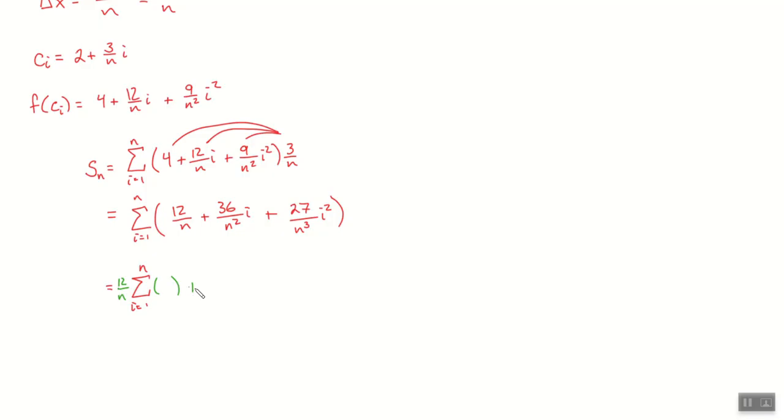Okay, the next one, what should I take out? 36 over n squared. And it leaves me to determine, I don't know why I switched to green, but sorry about that. What's inside? Agree. And the last one, what would come out? 27 over n cubed is the best thing that we can take out of there, and it's the sum from i equals 1 to n of i squared. Okay.